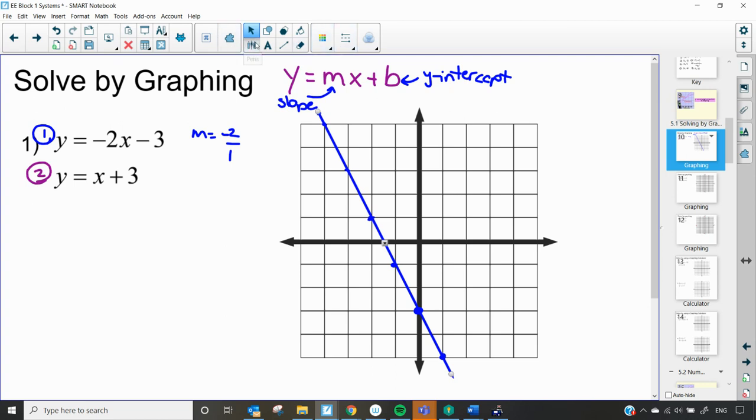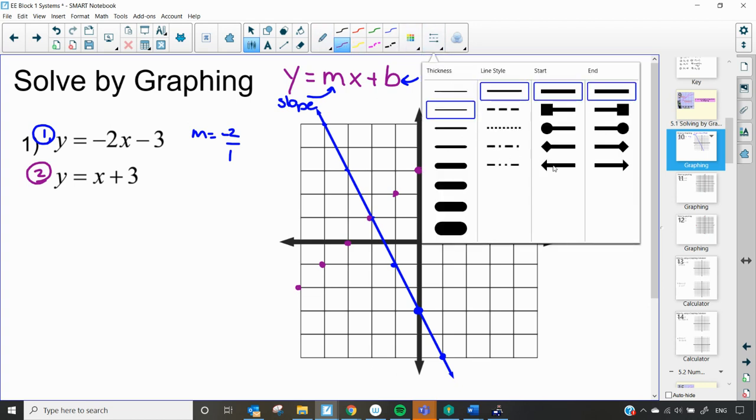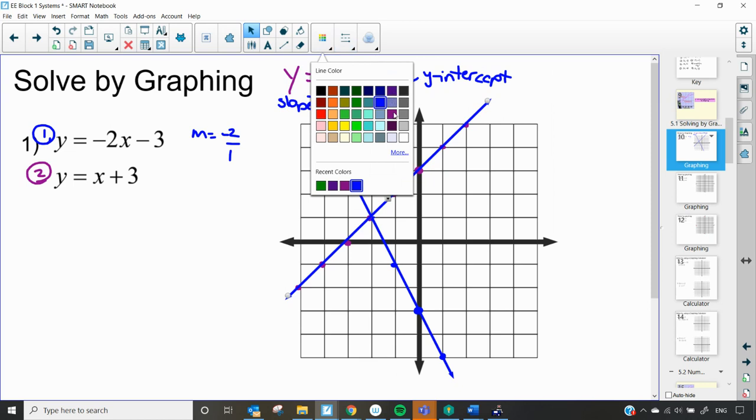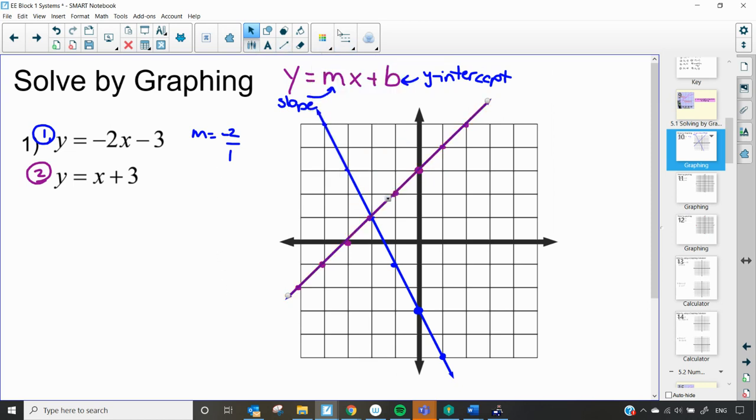Now if we want to graph the next one here, we'll start by plotting our y-intercept. Our y-intercept is positive 3, and our slope is 1. So up 1, right 1, up 1, right 1. Notice I'm not saying up 1 over 1 because over doesn't give a clear direction. So up 1, right 1, or down 1, left 1. All right, we're going to draw a line again, and we'll recolor it so that it's different. And so there we have our intersection point.